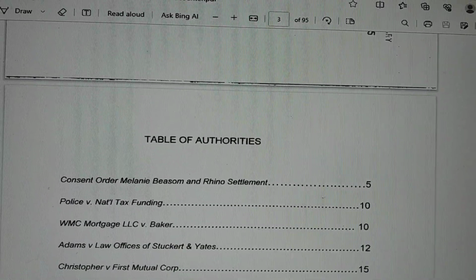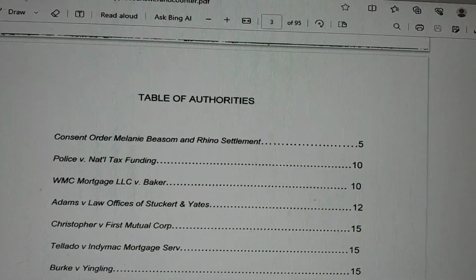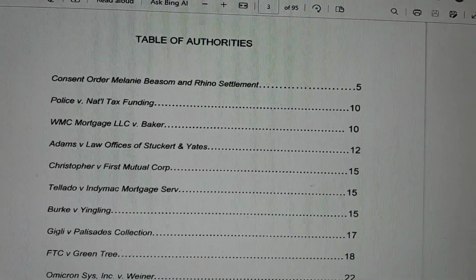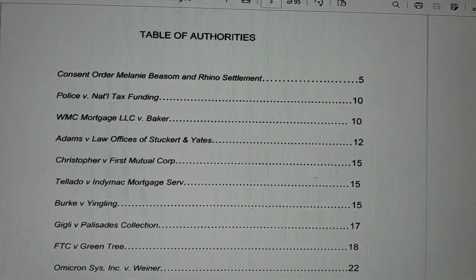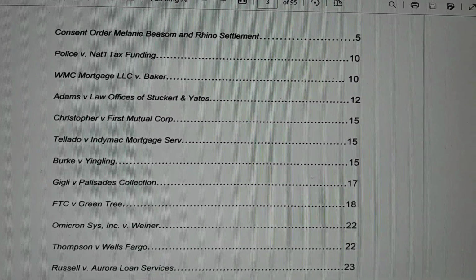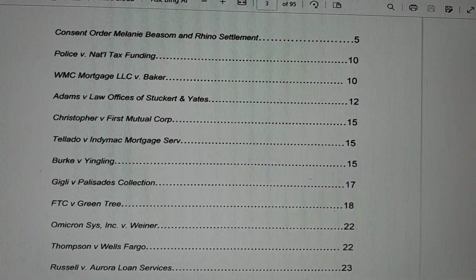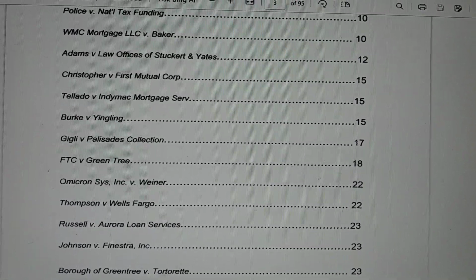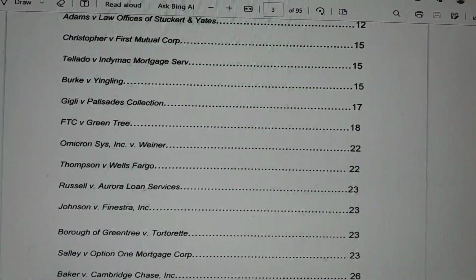And when you write an answer, you're going to remember you got to have a table of authorities as well. You got to have your case law. So I have my table of authorities here. You might not be familiar with some of these. You can definitely go online and look them up if you're really interested.